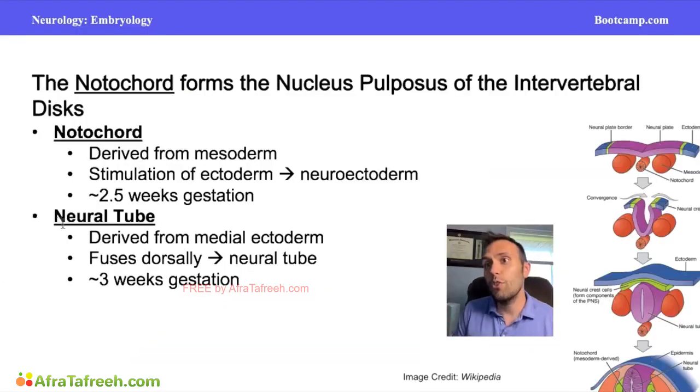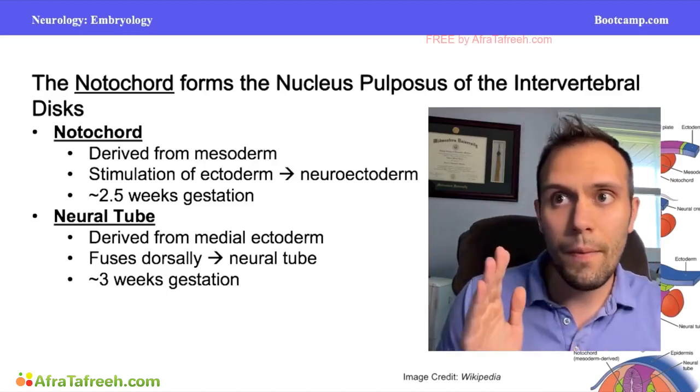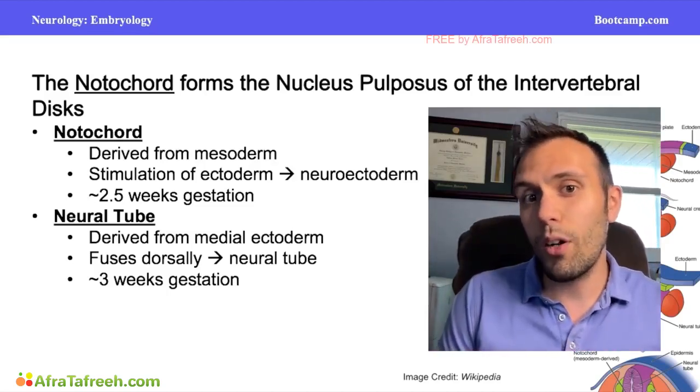So again, the neural tube is derived from that medial portion of the ectoderm that we just looked at. It fuses dorsally up here to form the neural tube, and that happens at about 3 weeks of gestation, because remember, the notochord is going to stimulate that process. Recall, just going to quiz you before we go through it: what are some causes of neural tube defects that can kind of bog this process down?